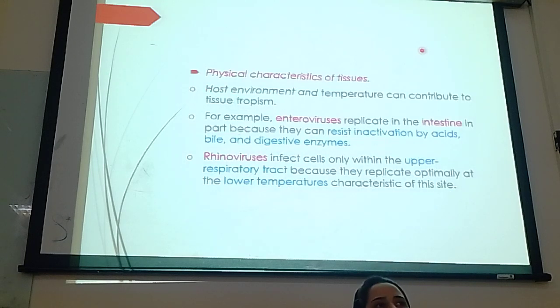And sometimes it is because of physical characteristics of tissue. For example, rhinoviruses cause upper respiratory tract infections. Why? Because there is a lower temperature there, and the virus needs to replicate at low temperature. And for example, enteroviruses replicate in the intestine. Why? Because they can resist inactivation by acid, bile, and enzymes.